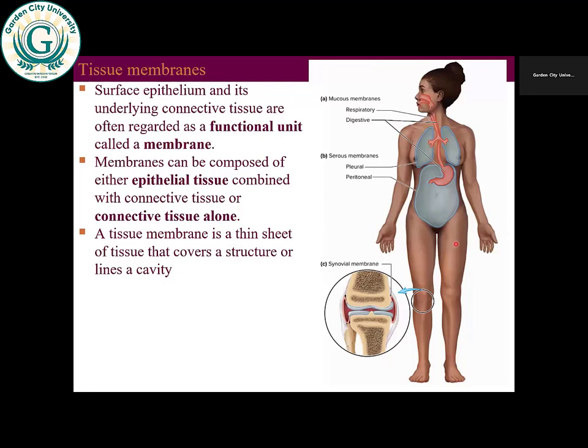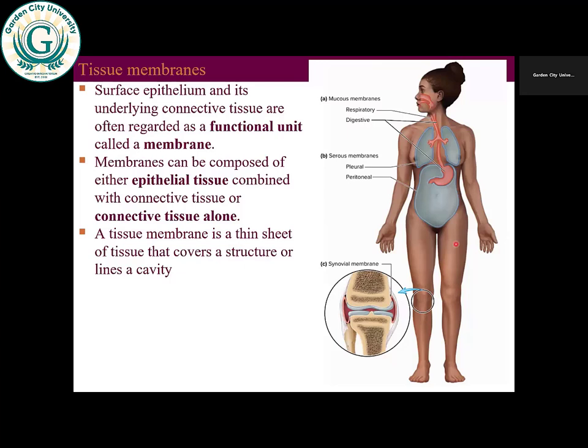Then there is serous membrane, which lines the ventral body cavities. And what are they? There's pleura, and we know where we can find the pleura. There is pericardium. We know where we can find the pericardium. Then there's peritoneum. We know where we can find peritoneum.